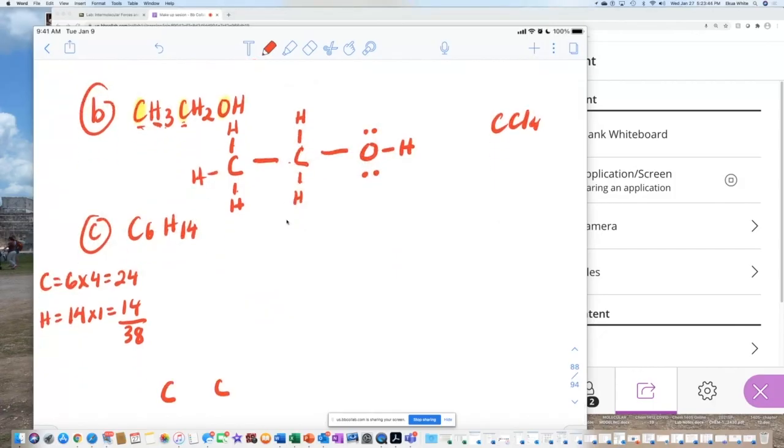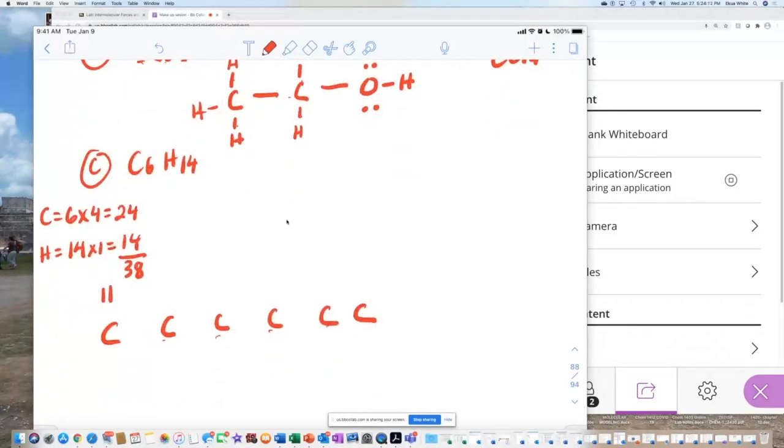1, 2, 3, 4, 5, 6 carbons. I'm actually going to add my hydrogens around it. So 1, 2, 3, 4, 5, 6. Remember, in 1411, carbons tend to naturally be in default mode surrounded by 4 bonds. So if it makes it easier for you at this point, you can bring in 3 hydrogens here so you can see how the 4 bonds work out like that.